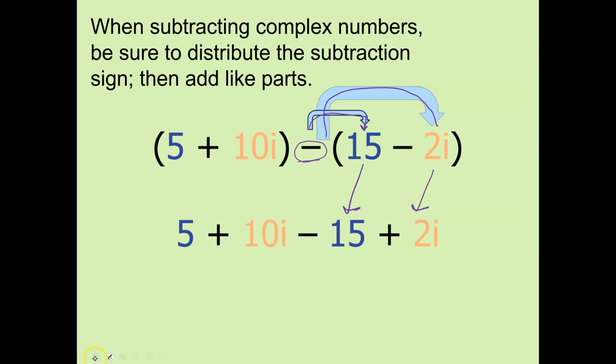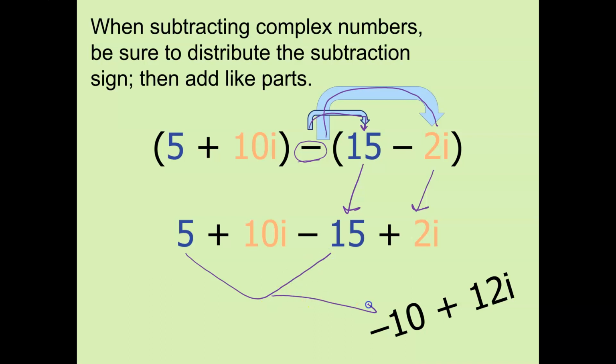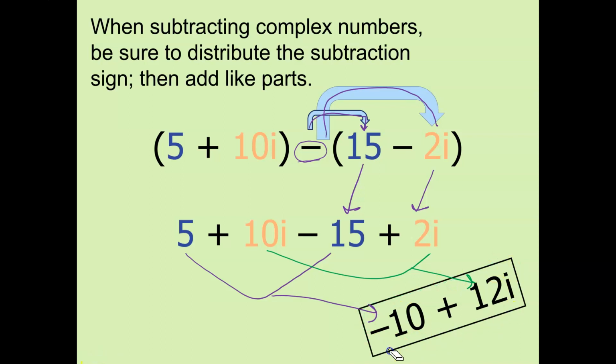Once you've done that, then we go back to the addition rules, and you're going to combine like terms. That 5 plus the -15 gave us that -10, and then that 10i plus 2i gave you the 12i, and that was your answer. Okay? So just one extra step in this lesson from the addition one, all right?